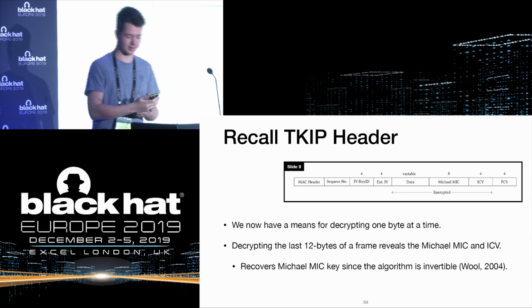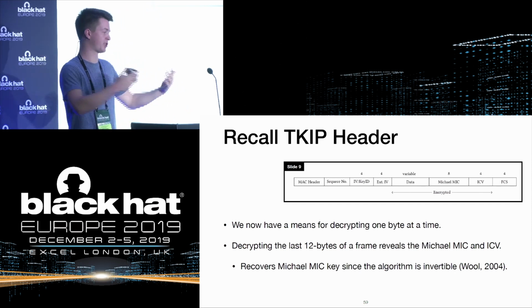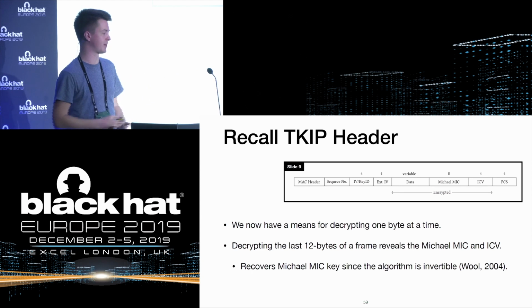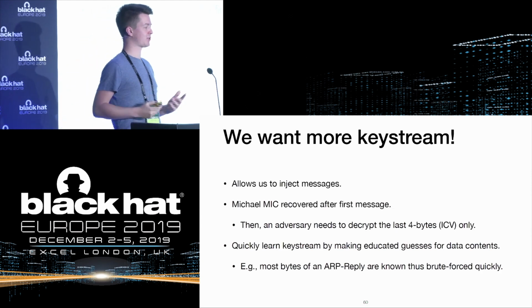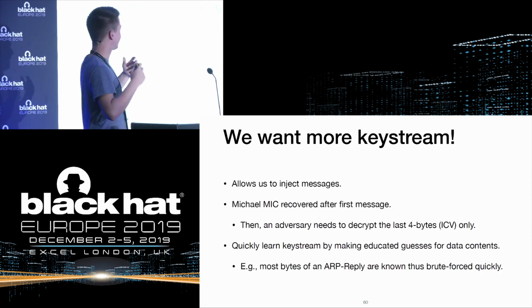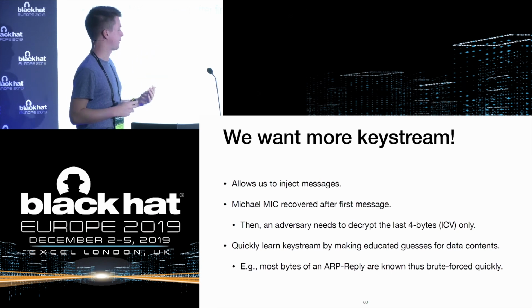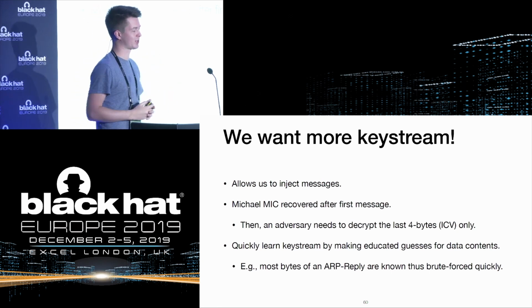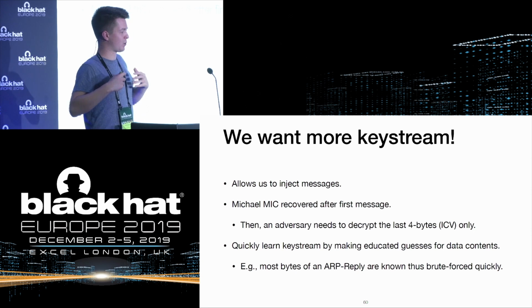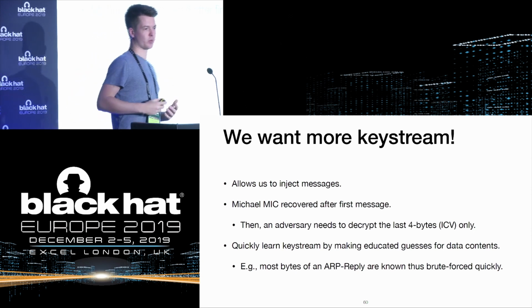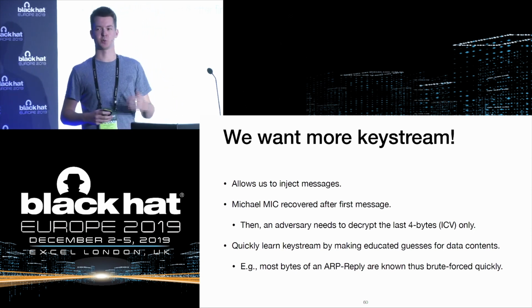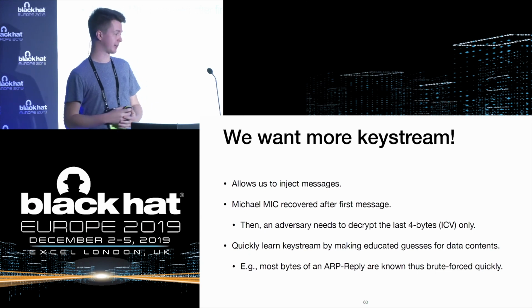We have the encrypted part of this, so we know which plain text bytes match these encrypted parts. And this key stream is very interesting, because key stream will allow us to inject messages, which I will explain on the next slide. So we want more key stream. The more key stream we can obtain, the more messages we can later on inject into the network.